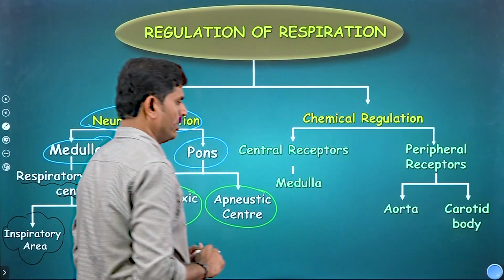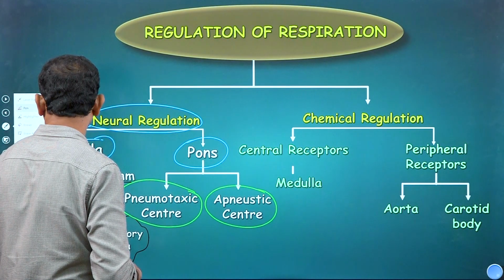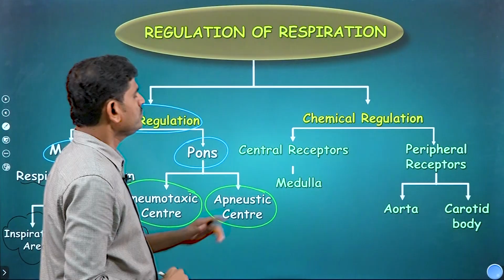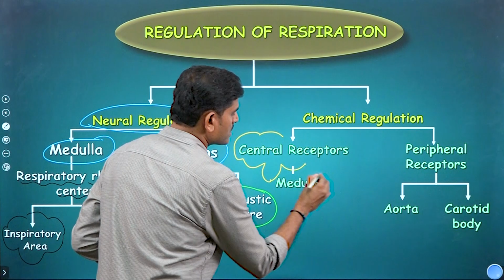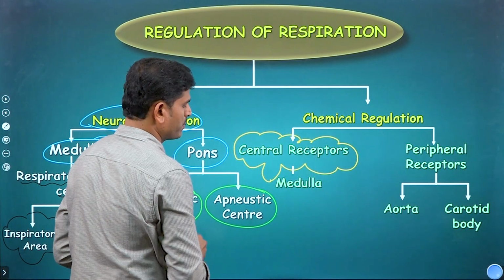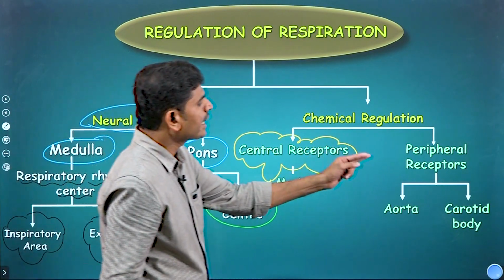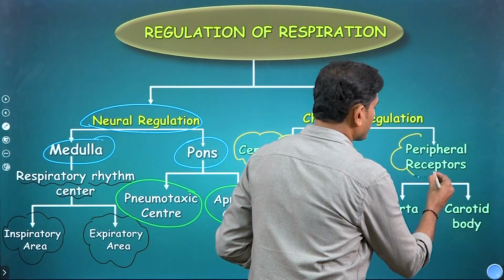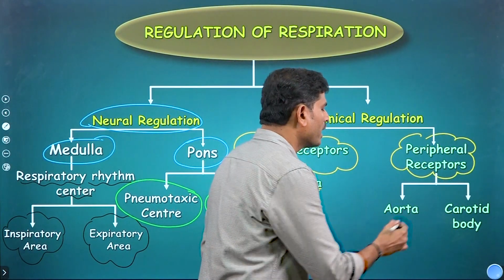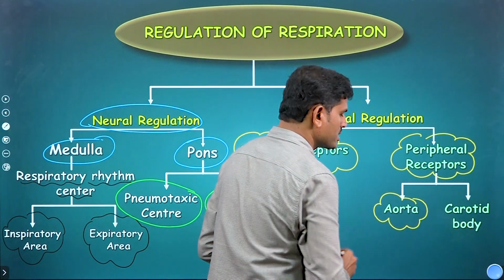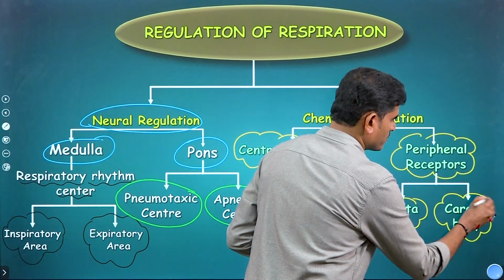Later, chemical regulation. So chemical regulation में हम observe किया तो क्या क्या है इधर, those are like this. Central receptors or central chemoreceptors बोलते इसको. Those are present in which one? Medulla oblongata. And second one, peripheral chemoreceptors or peripheral receptors. These peripheral receptors are present on the aorta, that is a large blood vessel that comes from the heart. And the next one is the carotid bodies also.